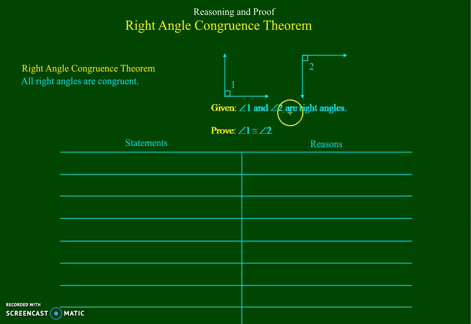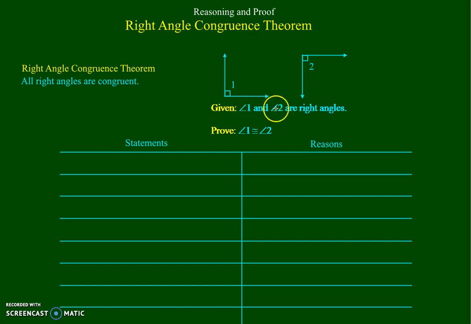So we have angle 1 and angle 2 are right angles. And we have to prove that angle 1 is congruent to angle 2. So again, to plan for our proof, what we do is we think about what does this tell us? Well, if these are right angles, then we know that their measures are 90 degrees. And if their measures are both 90 degrees, then the measures of these two angles are equal. And since I know that the measures of two angles are equal, then those angles have to be congruent angles by the definition of congruent angles.